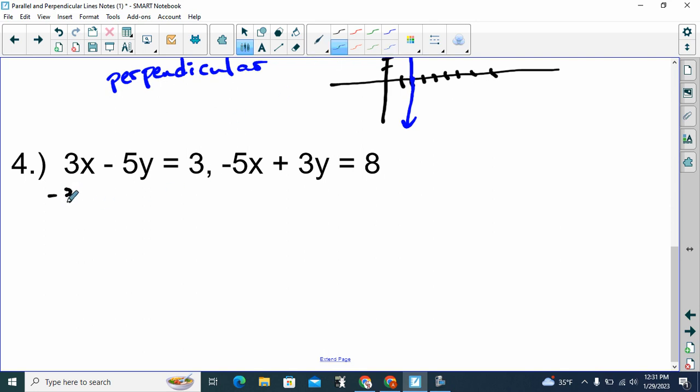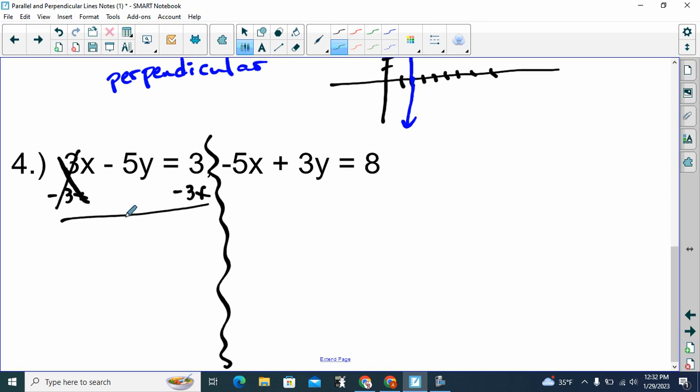So we are going to start by doing what we did last class and change to slope-intercept form. So we're going to start by subtracting 3x from both sides. Notice these are two different equations here. So I've got minus 5y equals 3 minus 3x. Let's put the x first. Negative 3x, positive 3, plus 3.